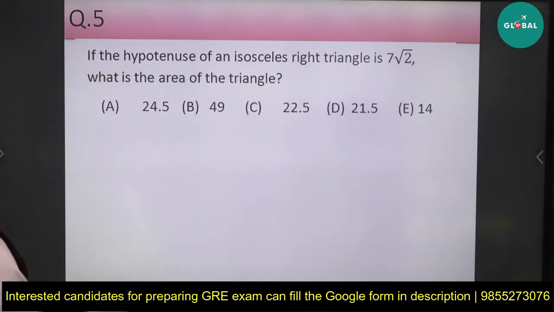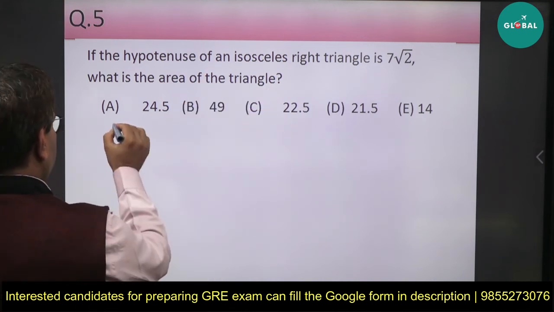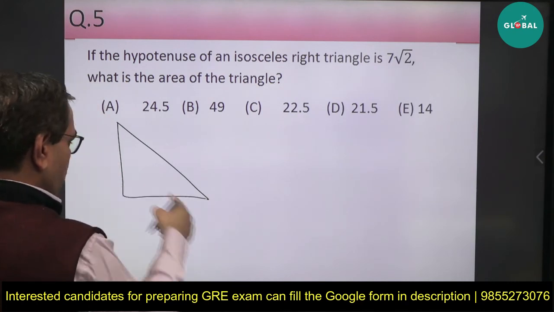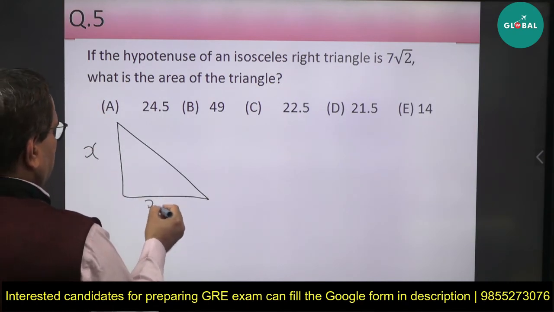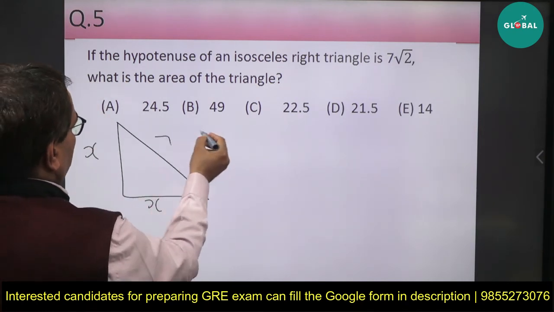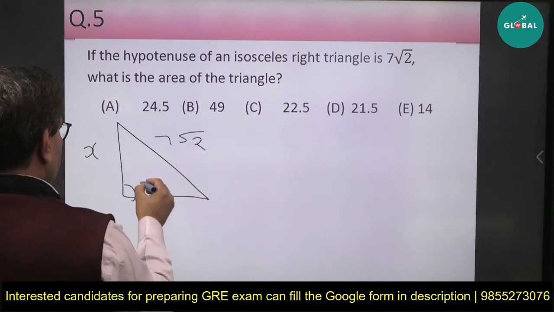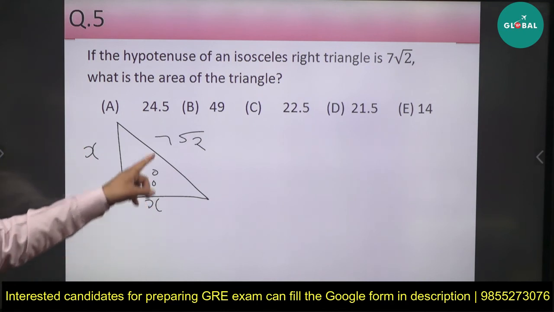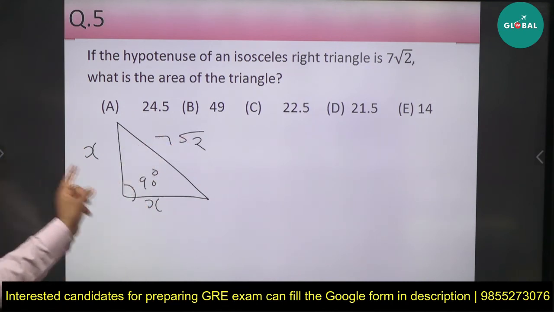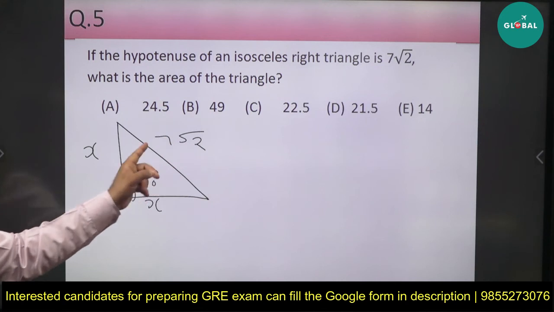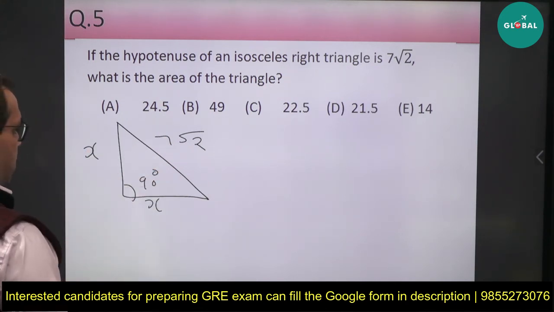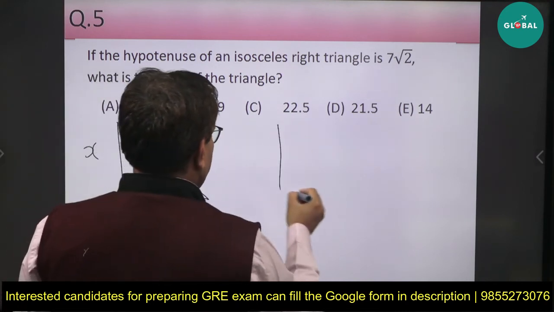So we have an isosceles right triangle. So isosceles right triangle means these two sides are equal. So say x, x. Hypotenuse is 7 root 2. Okay. So clearly x square plus x square equal to 7 square into 2. So 2x square equal to 7 square into 2. So x square equal to 7 square. So x equal to 7. So this is 7 actually. Okay. So we get 7, 7.